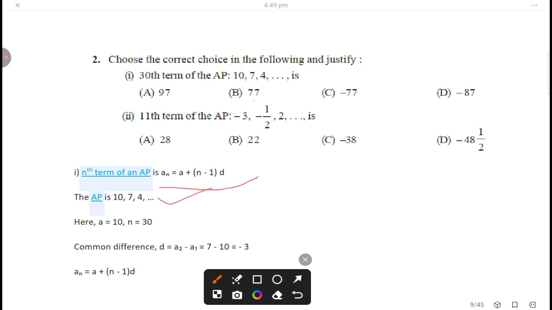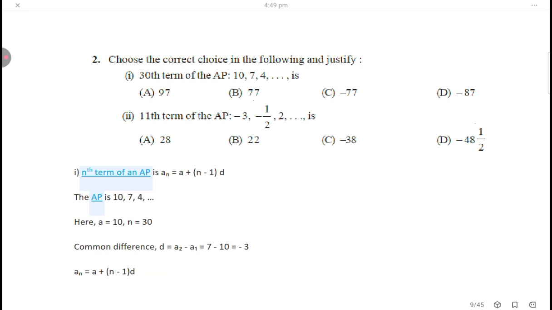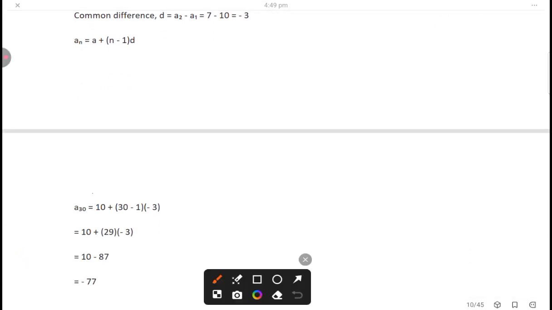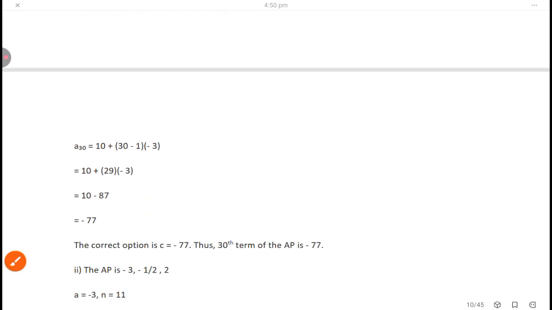The terms in AP are 10, 7, 4. You know n is 30. a is 10. The common difference is 7 minus 10, that is minus 3. So you have to find the 30th term, that is a30. So a is equal to 10 plus 30 minus 1 times d, which is minus 3. You put all together and you will get minus 77. That is the 30th term.